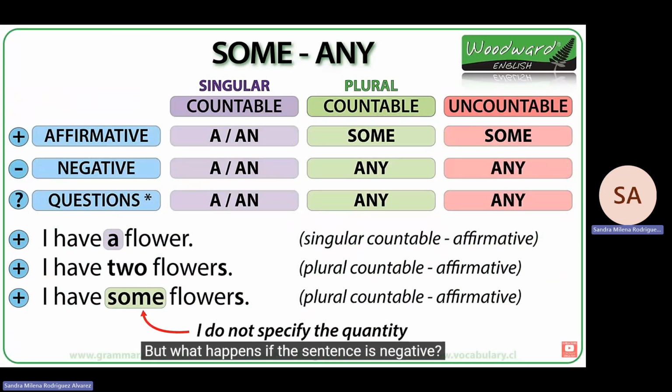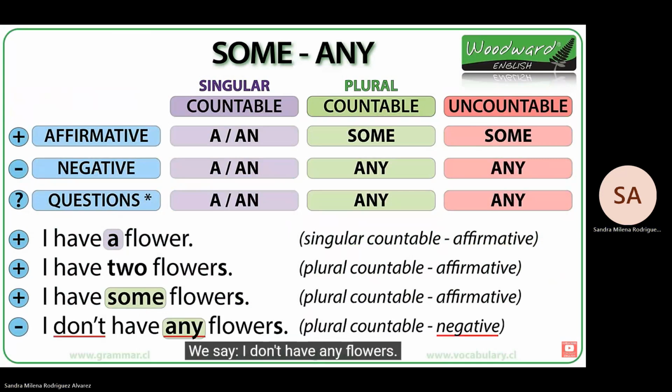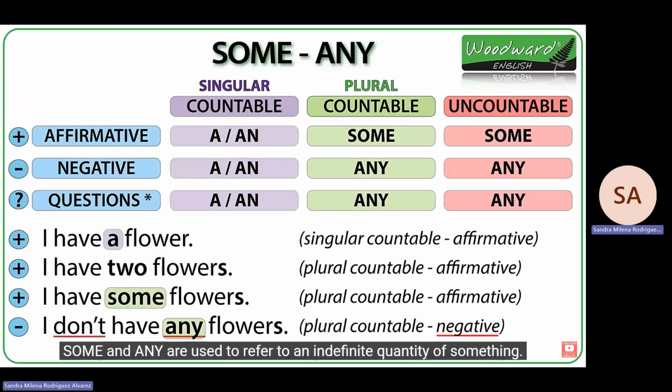But what happens if the sentence is negative? We say, I don't have any flowers. Why do we use any? Because flowers is a plural countable noun, but it is also in a negative sentence. So we say, I don't have any flowers. Some and any are used to refer to an indefinite quantity of something.